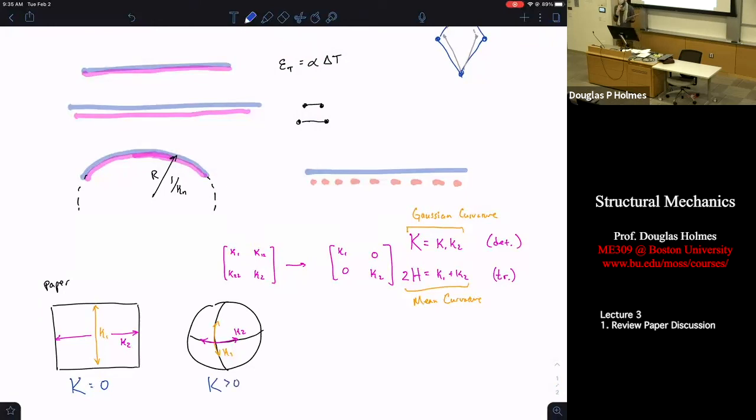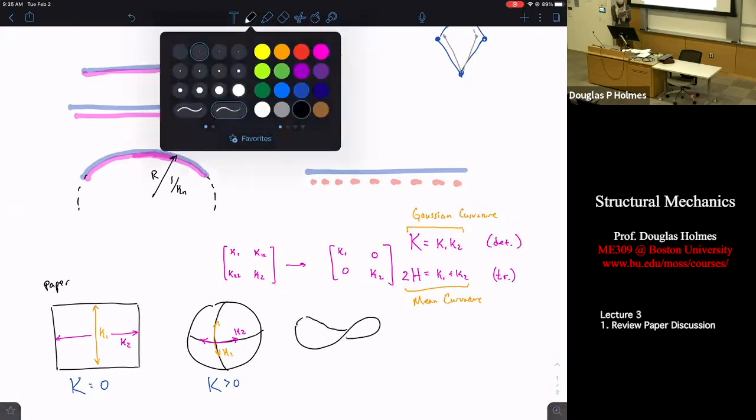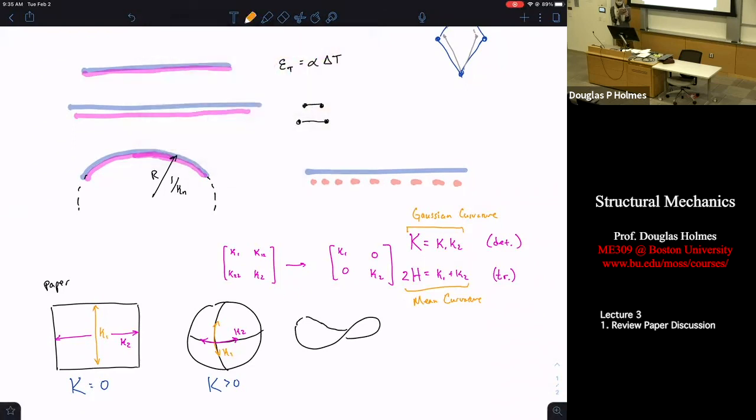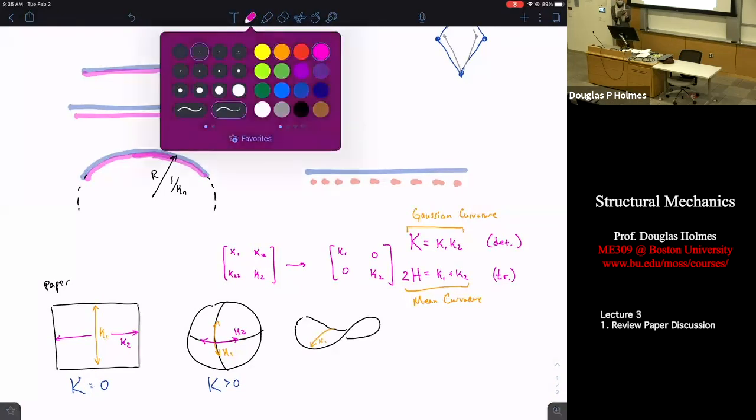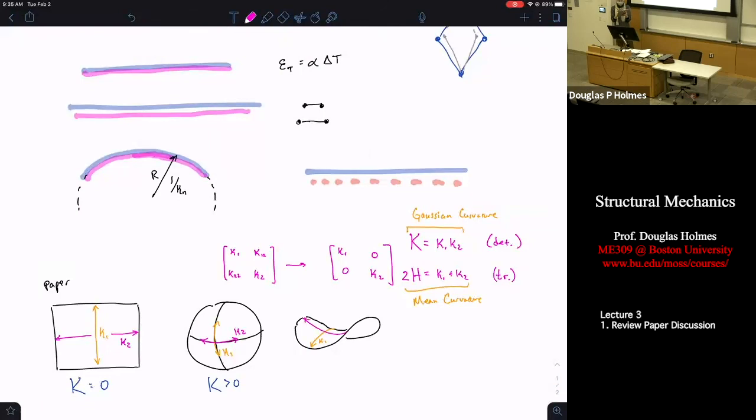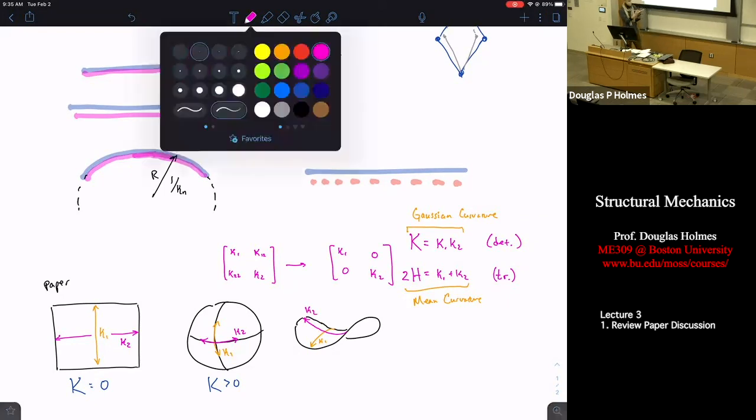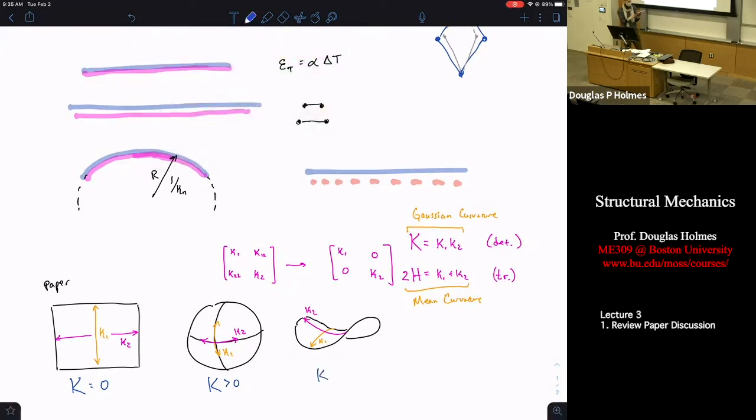The third option is that there's a sign change. So you take your potato chip, Pringle, or a saddle, if you're more of a horse fan. Kappa 1, Kappa 2. Now, no matter what you define to be positive, the other one's the opposite. So your Gaussian curvature of a saddle is negative. Sorry, is negative. Okay, these are the 3 options.